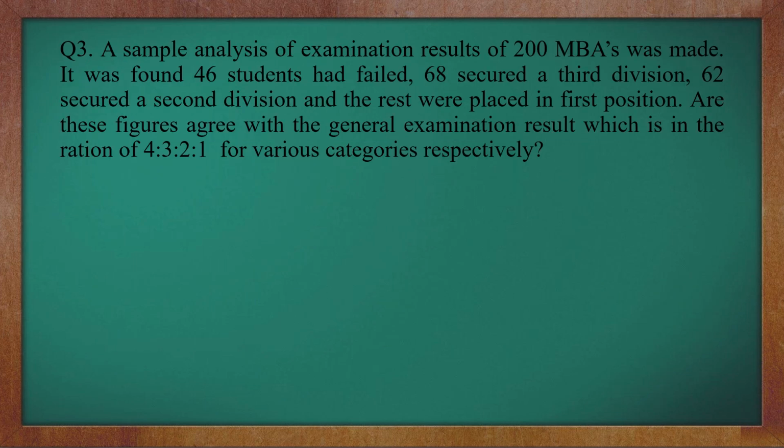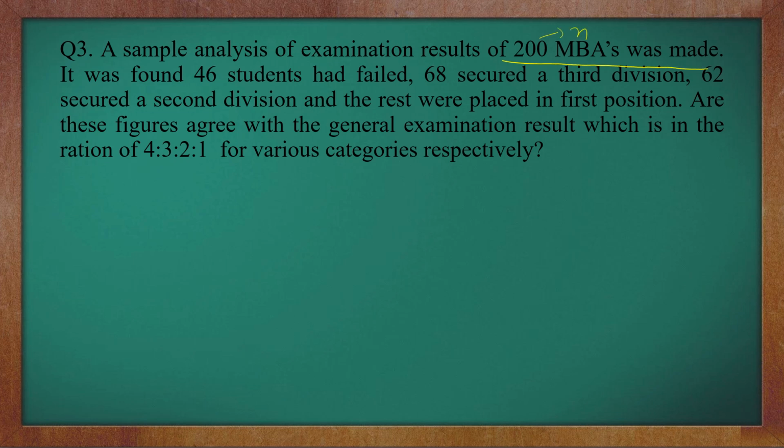Again, one different example I'm discussing with you now. Now this is a different one because in the first example I discussed, observed data was given to you in the format of a table, but here there is no table. How to solve? So let's solve this question. The question is: a sample analysis of examination results of 200 MBAs was made. We have 200, so now n is given.